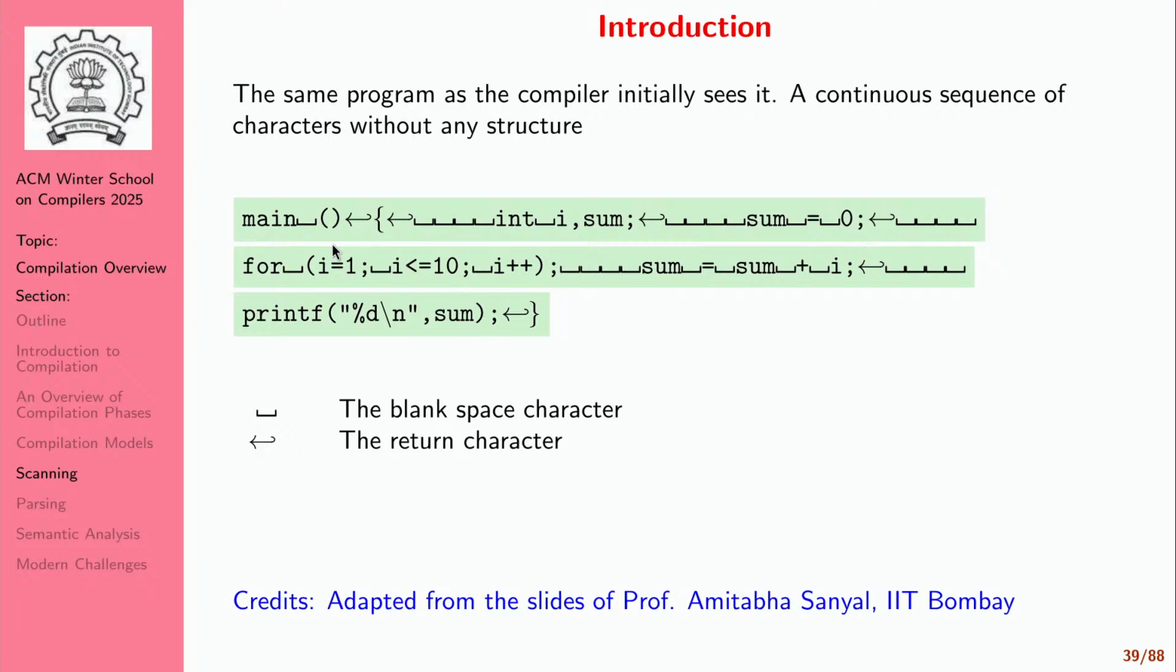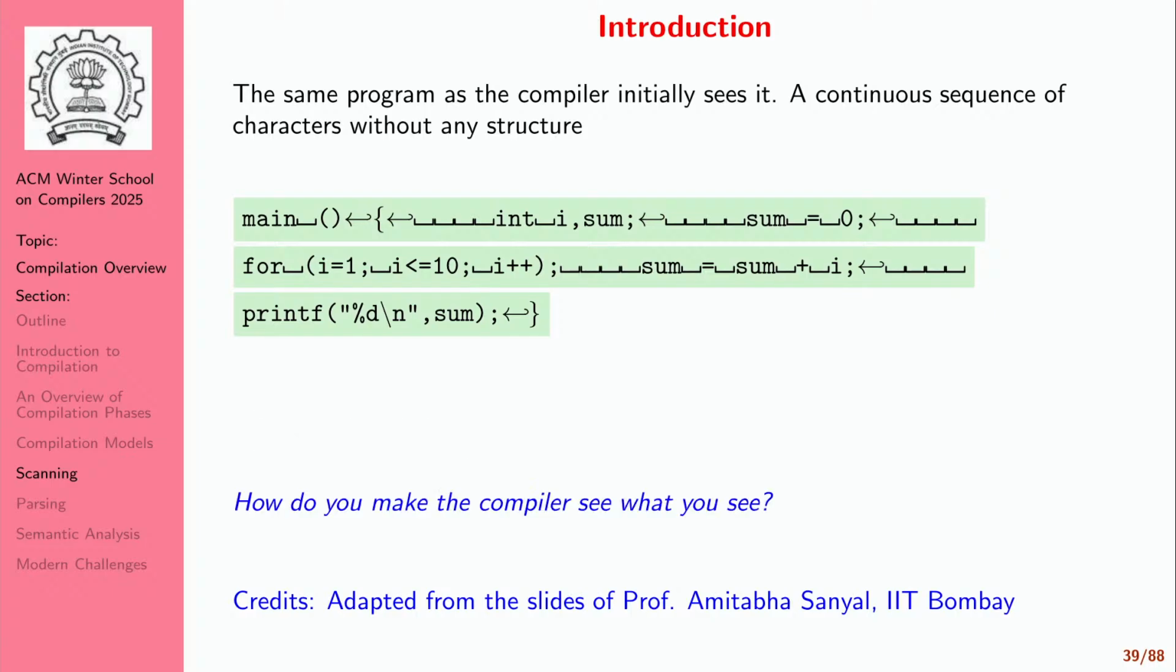It sees the input program as just a linear sequence. All the indentation, new lines, etc. are for our visualization of the program. The compiler doesn't bother too much about it. The compiler simply says, I have a linear sequence of letters, and white space doesn't matter. Now the question is, how do you make the compiler see what you see?